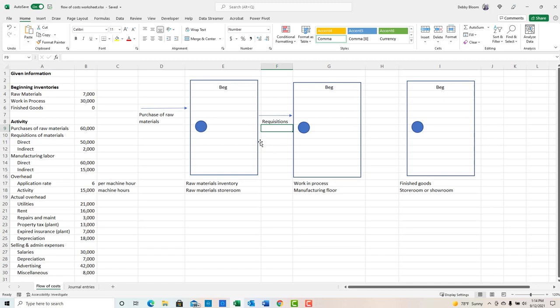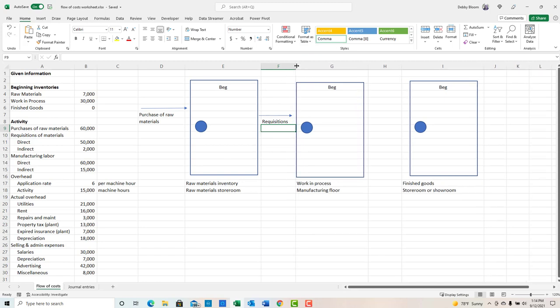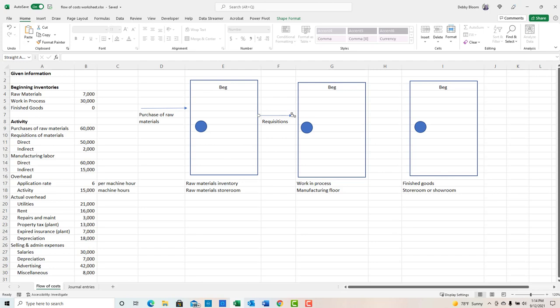So what's going to happen is our requisitions of raw materials are going to decrease the raw materials inventory because we're taking them from the raw materials inventory, and they're going to increase the work in process. So all our requisitions are going to do is transfer the materials from one to the other, although our indirect materials are going to go through a third inventory, manufacturing overhead.